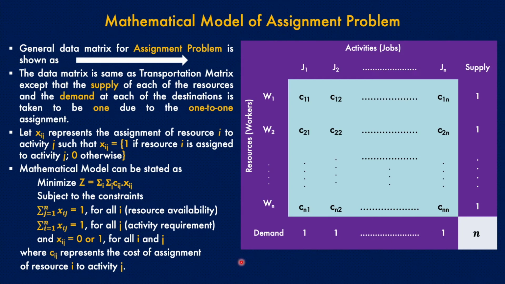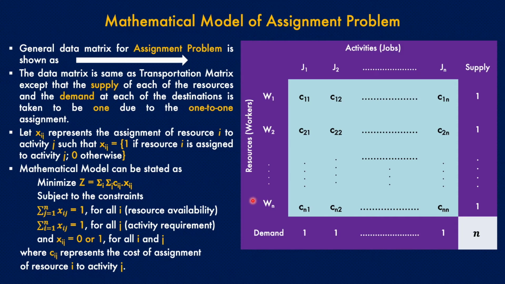Let Xij represent the assignment of resource i to activity j such that Xij will have 2 values, either 1 or 0. If a resource i is assigned to an activity j, then the Xij value will be 1, otherwise the value will be 0. So the mathematical model can be stated as a linear programming model.